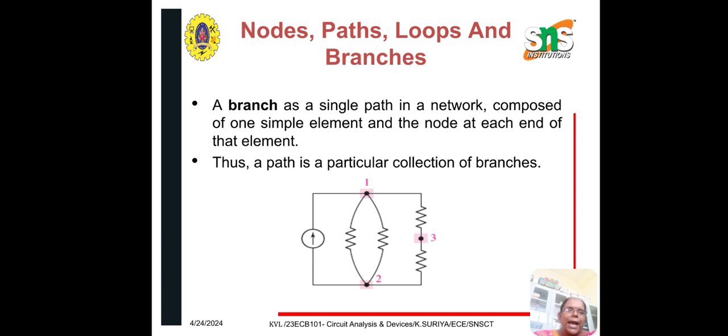Next one is branch. A branch is a single path in a network composed of one simple element and the node at each end of that element. Thus a path is a particular collection of branches.